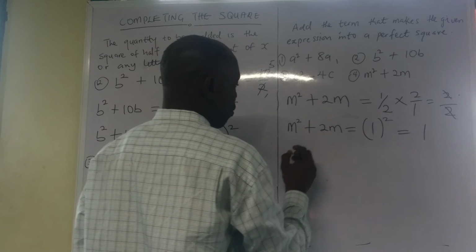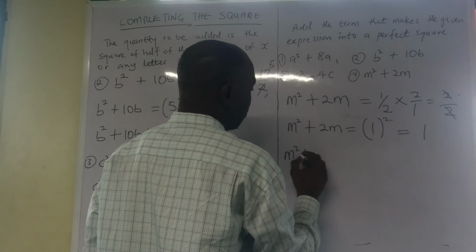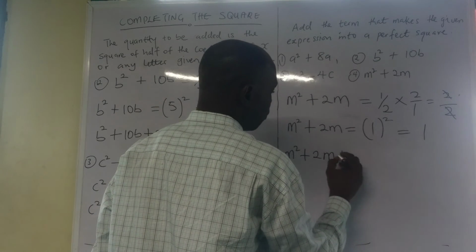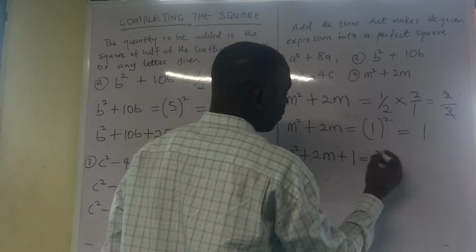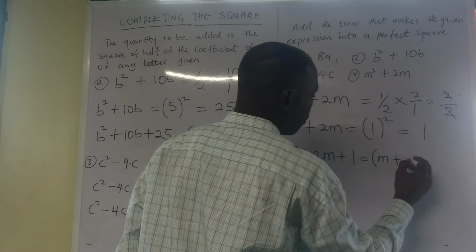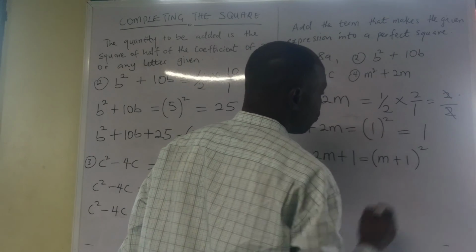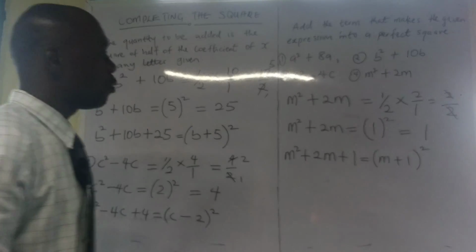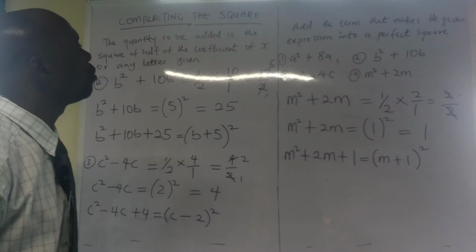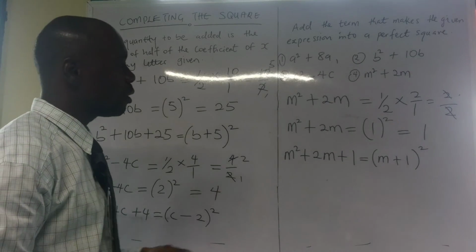So we now bring the m^2 + 2m + 1 equals (m + 1)^2. So this is the perfect square the equation is asking us to change the expression to.